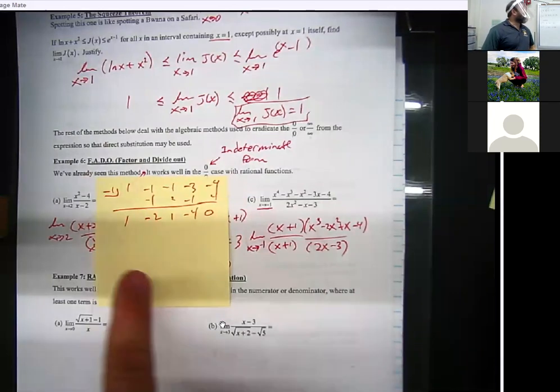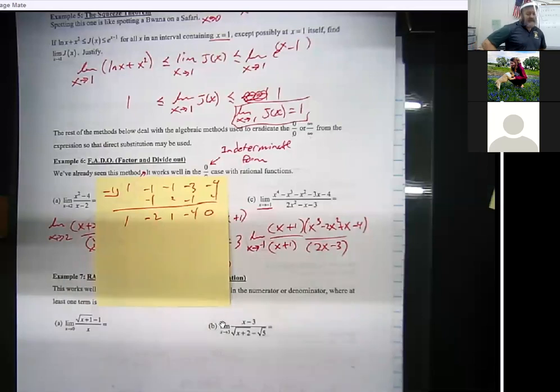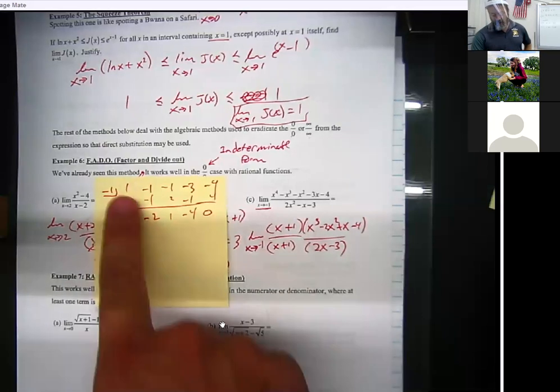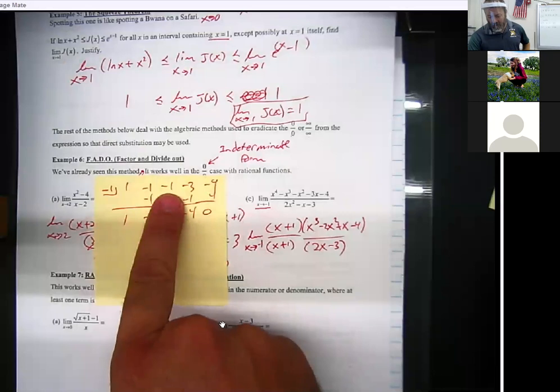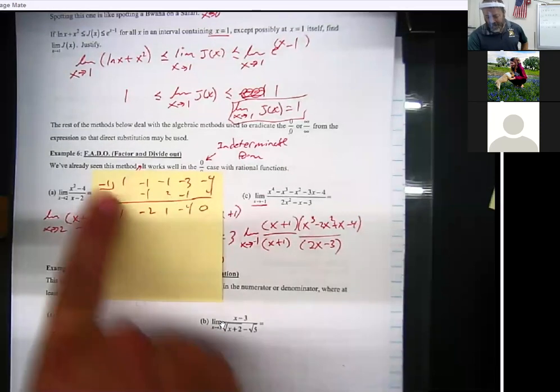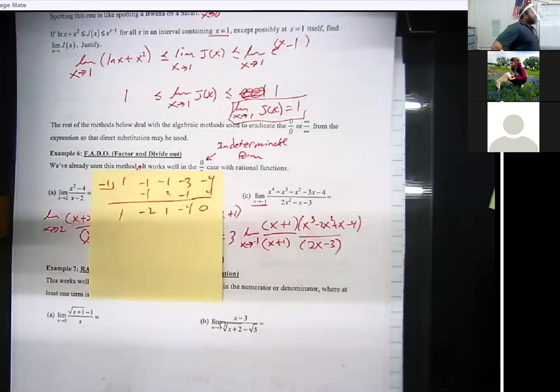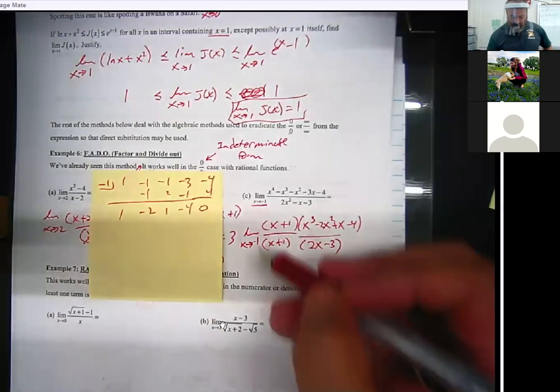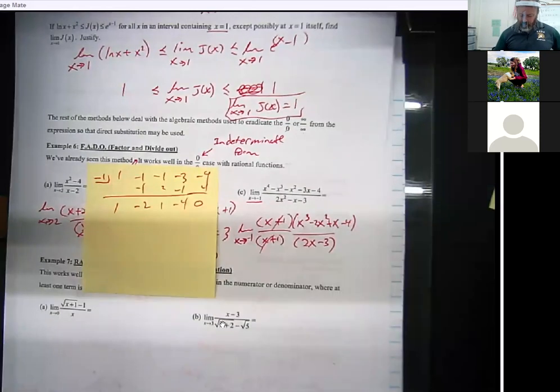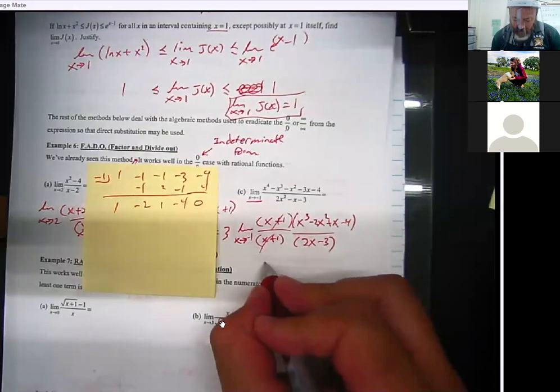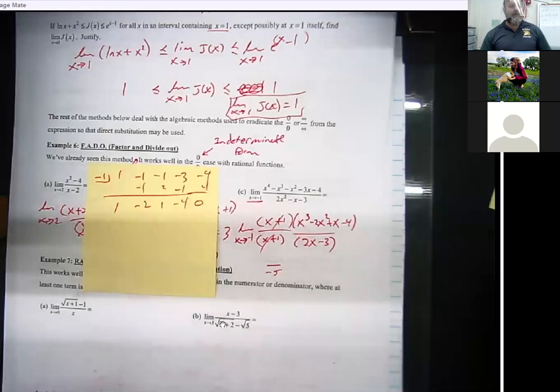I did a little synthetic division off the side. I took x to the 4th, 1x cubed, 3x, and 4. I put them over here. Ooh, that's ugly, isn't it? What does the bottom get close to? As you get really close to -1, the bottom is getting really super close to -5.